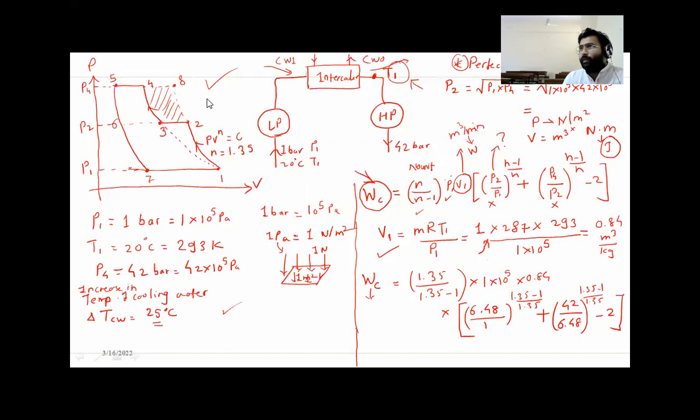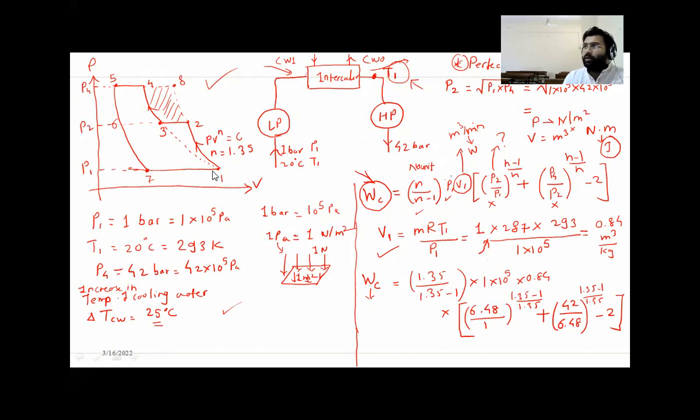So this is an indicator diagram for this given case. 1 to 2 low pressure compression, 2 to 3 intercooling, 3 to 4 high pressure compression, 5 to 6 delivery of compressed air, 5 to 7 again suction and intake of air 7 to 1.